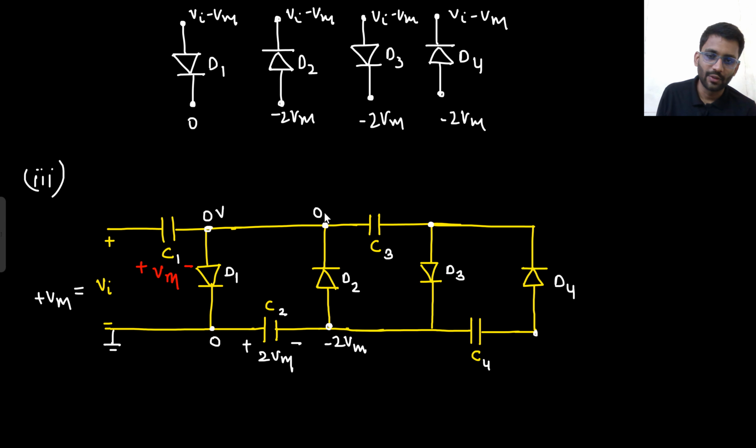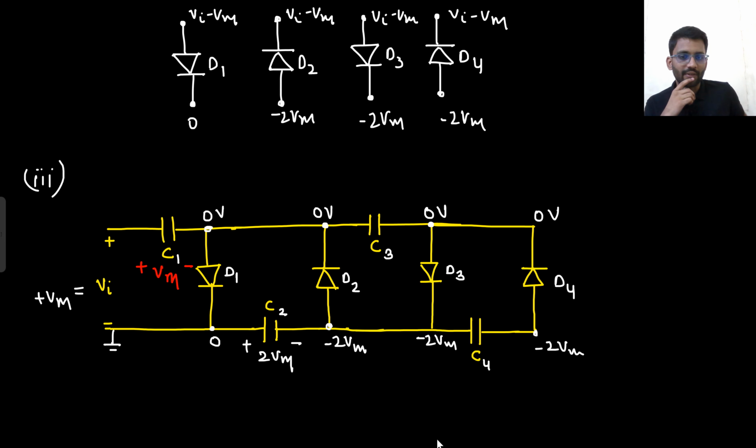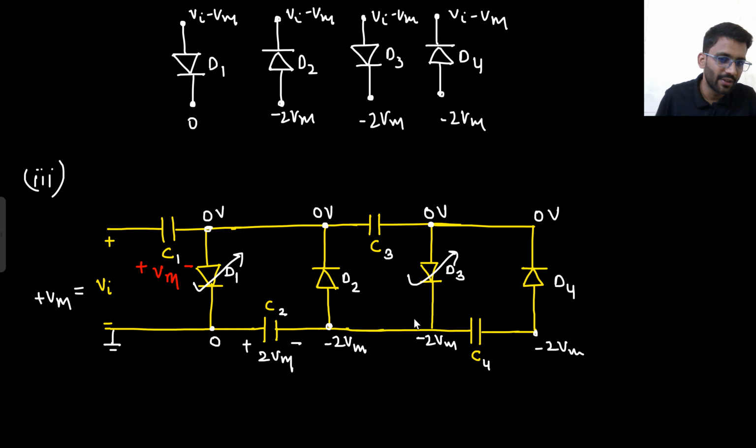This is 0, 0 will also travel here. See, 0 is also traveling here. So this is 0, and this 0 will also travel here. This will be minus 2 Vm, and this minus 2 Vm will also travel here. So which diode will turn on? Tell me. When there is 0 volt, diode turns on. I told you. So D1 will turn on, and D3 will also turn on.